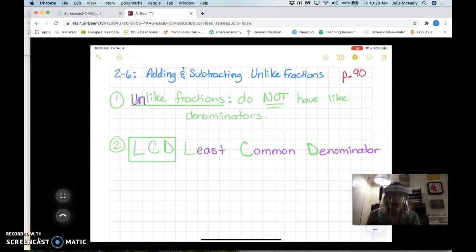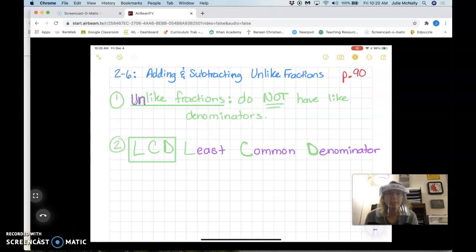Good morning. We are working on 2-6 today, adding and subtracting unlike fractions. So in the last section, we added and subtracted fractions that have the same denominators. We just add or subtract the top number, keep the bottom number.